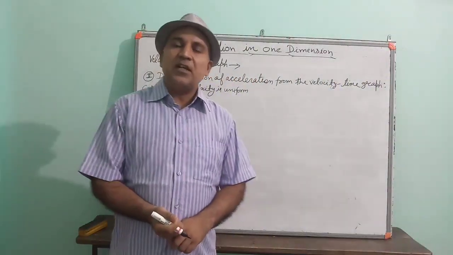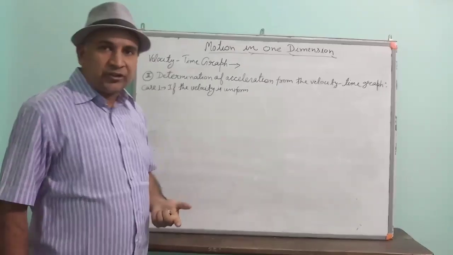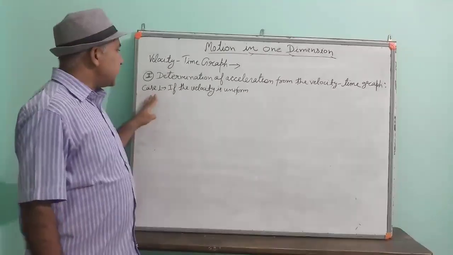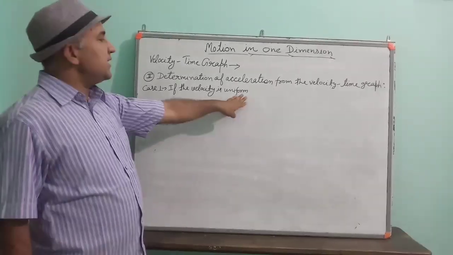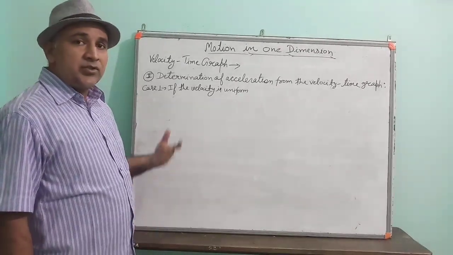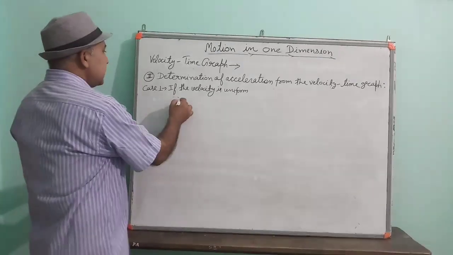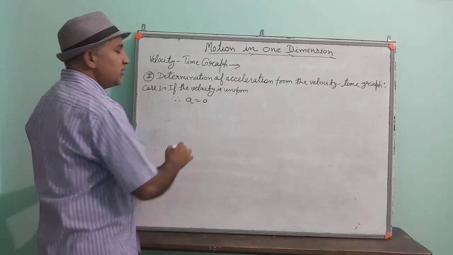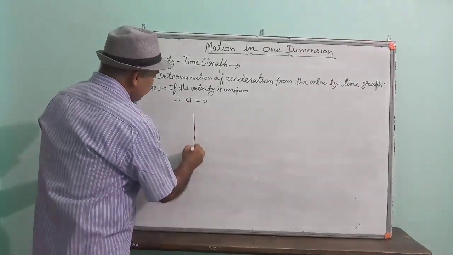Okay children, we have seen how to find displacement. Now we will find how to find acceleration. Okay, so we will take the first case. In the first case, if the velocity is uniform, it means acceleration is 0. In this case, the acceleration will be 0. But what will be the displacement? See here.